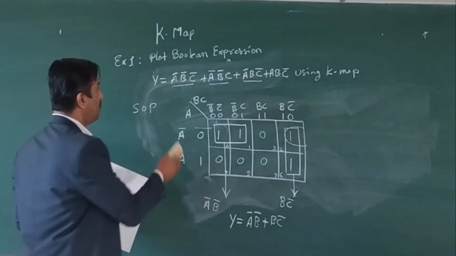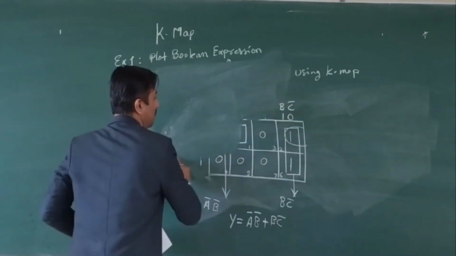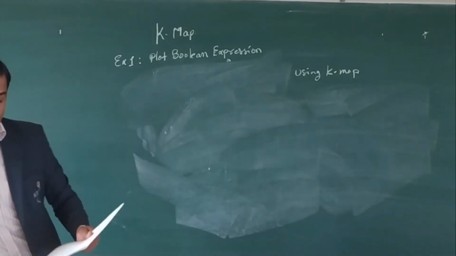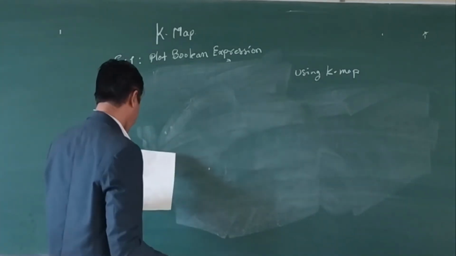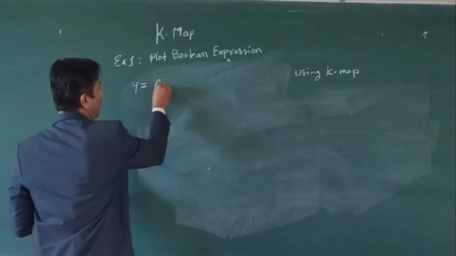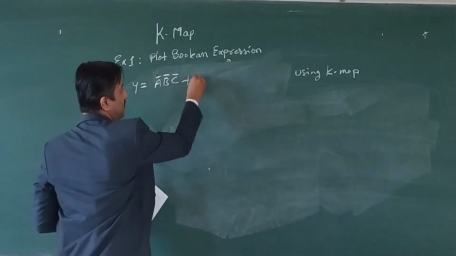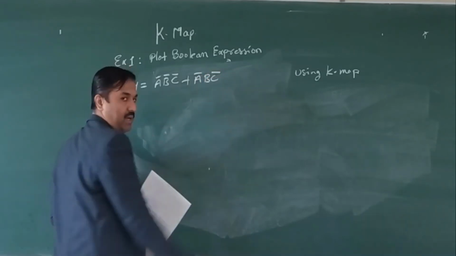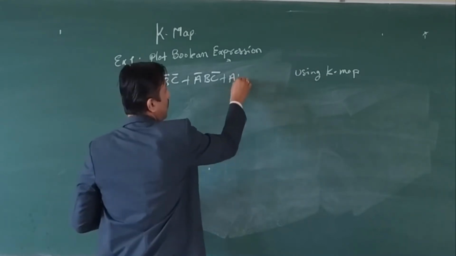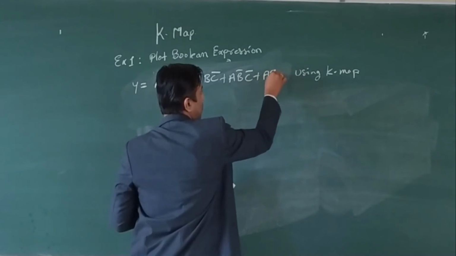So let us move on to the third example of this K-map simplification. Here we are going to take the example we were discussing previously. We are taking it as A bar B bar C bar plus A bar B C bar. This is the next product term. Next we have A B bar C bar plus A B C bar.